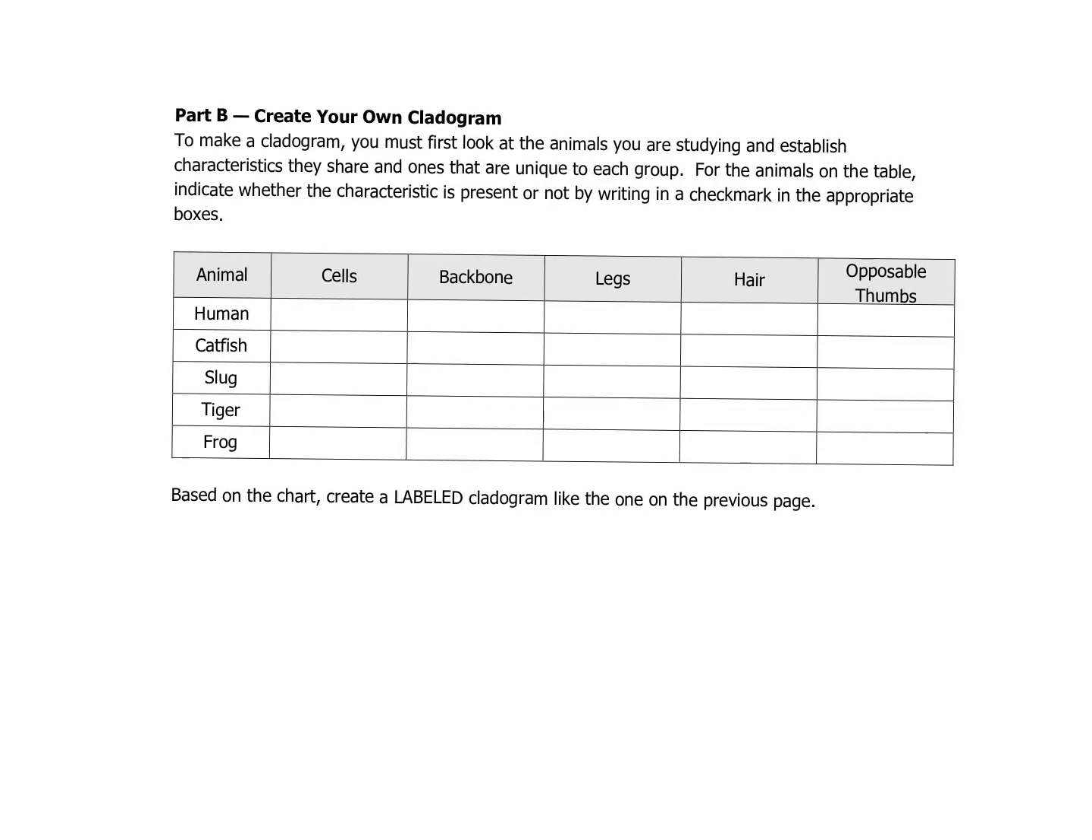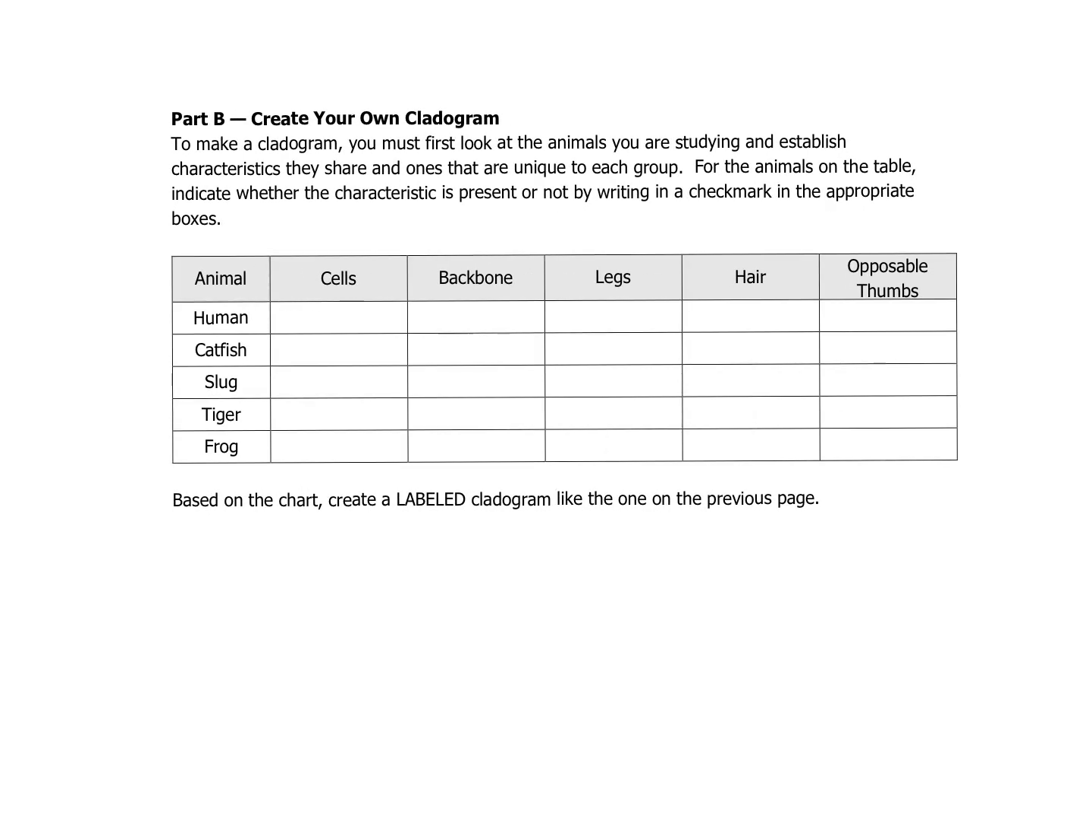Now you're going to look at the backside. On the back side, you're going to create your own cladogram. To do that, first you're going to look at the animals you're studying, which are the human, the catfish, the slug, the tiger, and the frog. Then you're going to establish the characteristics they share and the ones that are unique to each group. For the animals on the table, indicate whether the characteristic is present or not by writing a check mark in the appropriate boxes.